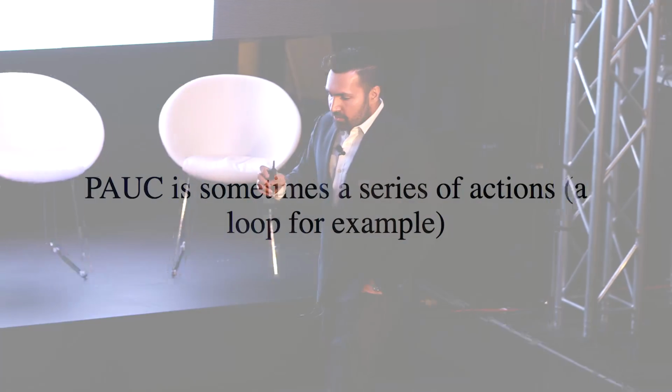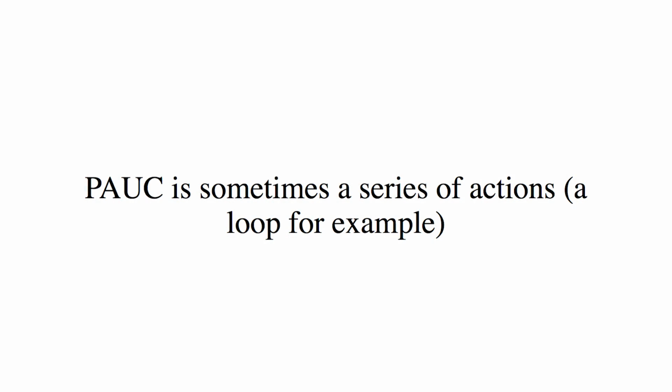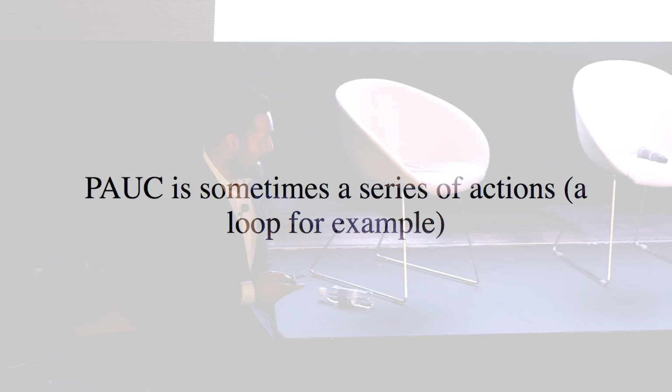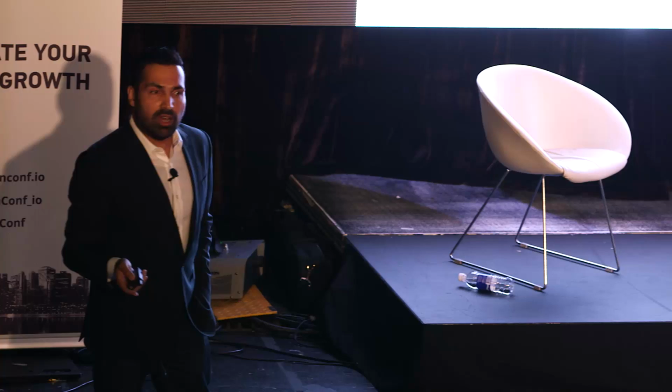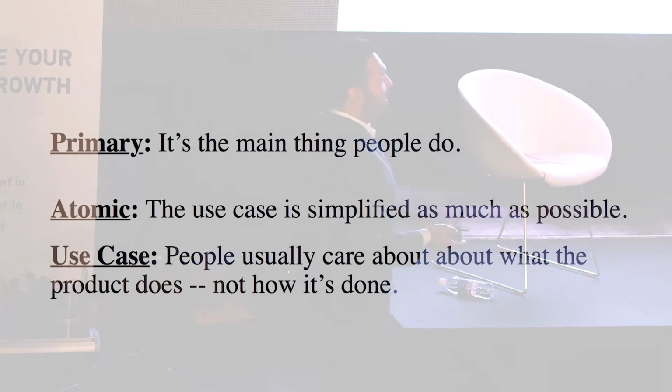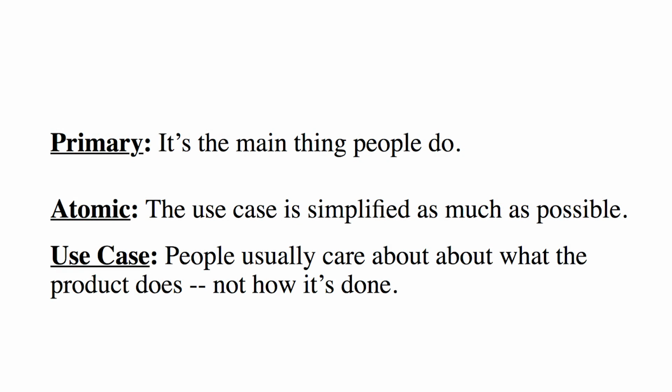Primary atomic use case is not necessarily a single action or a single feature. Sometimes it is a set of actions, a series of actions, and sometimes it is a loop. And I'll give you a few examples. Why do I call it primary atomic use case? Primary because it's really the main thing, and probably the only thing that matters in your product is this particular use case. Atomic because it's indivisible.